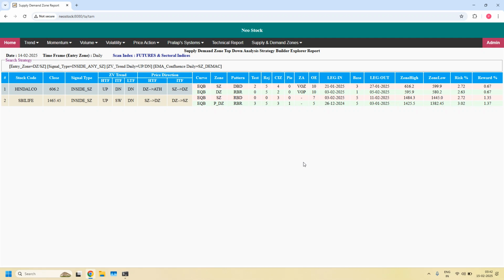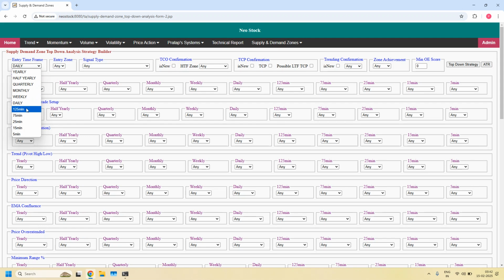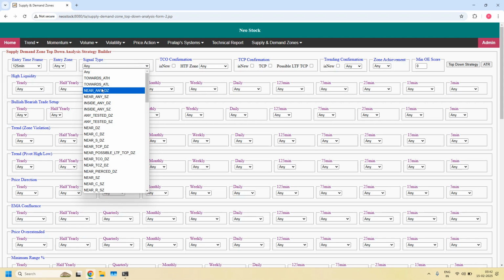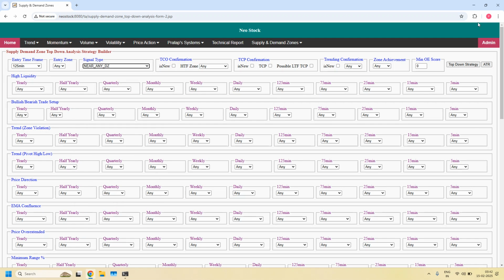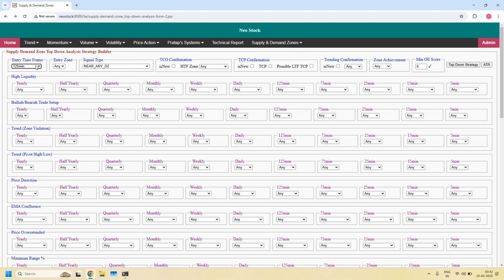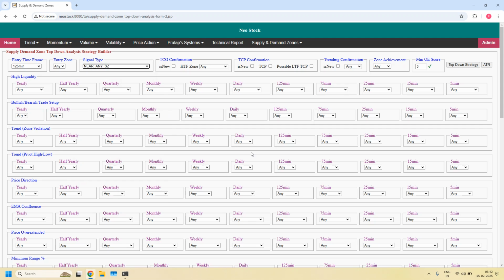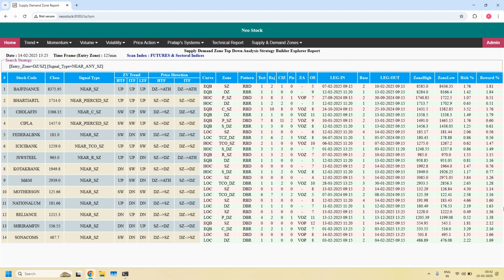Okay, this is about daily time frame. Next time frame is 125 minutes. From now onwards, we will find only stocks near demand and supply zones. Stocks near 125 minutes demand zone, we got 12 stocks. Next, 125 minutes time frame. Stocks near 125 minutes supply zone, we got 14 stocks.